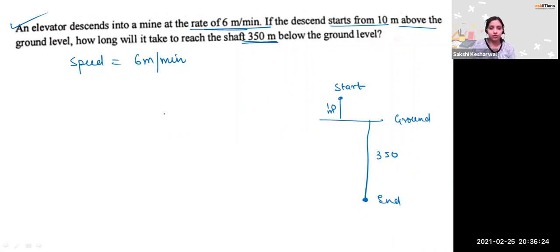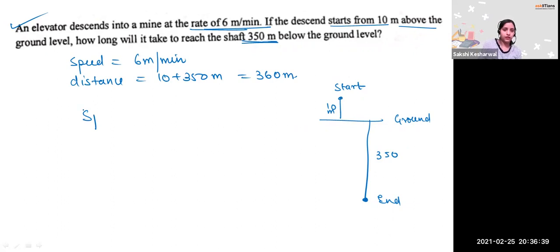So you're going 350 meter below it, right? So what is the distance you travel? So distance traveled will be how much? Beta, you start from 10, like first you get 10. So distance will be 10 plus 350 meters. So this is equal to 360 meters. So we know that speed is equal to, or we can say that time is equal to distance upon speed. We learned that in your physics, right?